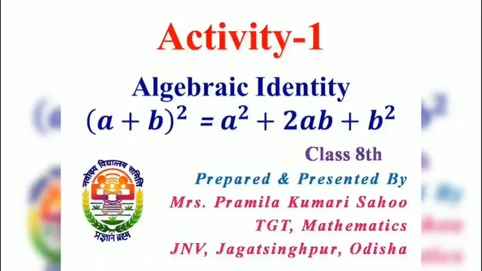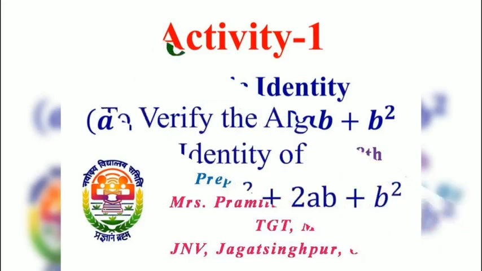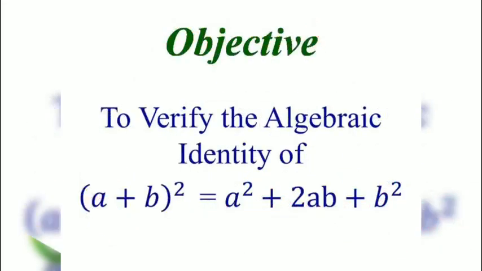Dear students, let us start Activity 1, algebraic identity: (a + b) whole square is equal to a square plus 2ab plus b square. The objective of this activity is to verify the algebraic identity (a + b) whole square is equal to a square plus 2ab plus b square geometrically.